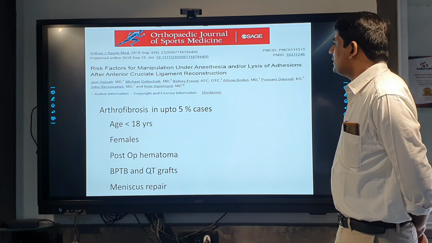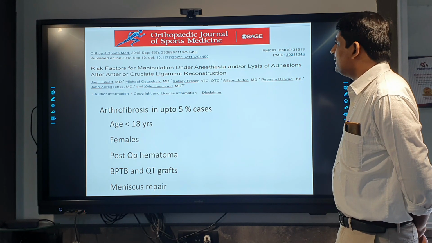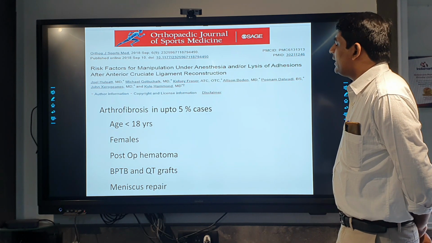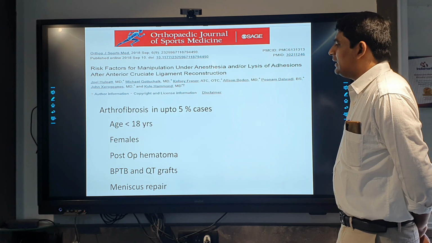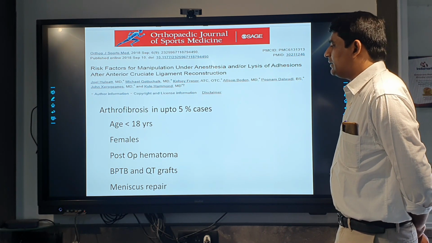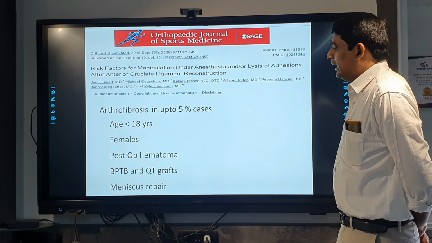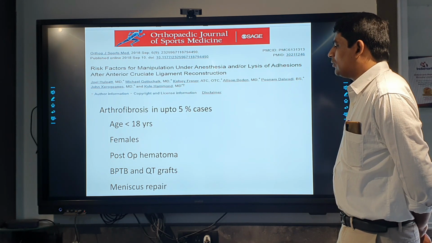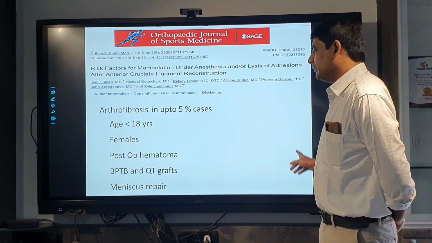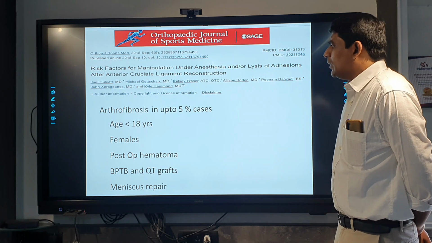So arthrofibrosis is seen in up to 5% of cases, and in this study they have found that the risk factors are age less than 18 years, female patients, post-operative hematoma, use of bone patellar tendon or quadriceps tendon, and association with meniscal repair.